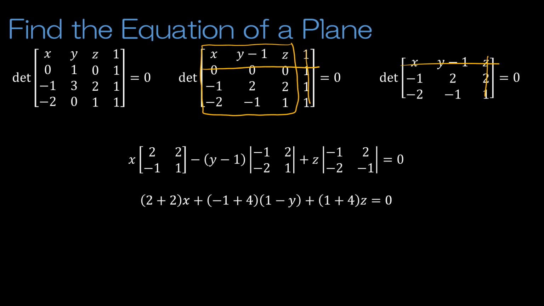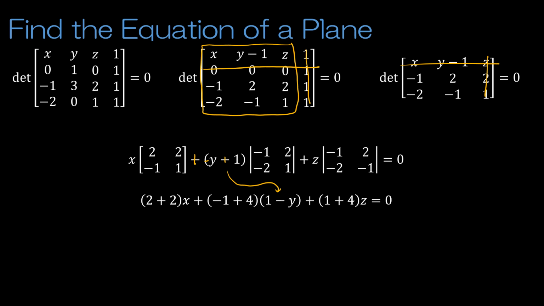For my next step, I went ahead and distributed this negative. So notice on my second row of work, I'm calling that 1 minus y. So it's a positive 1 and a negative y. And that's just so I don't screw up the signs, because it's easy to screw up the signs when you have minuses and negatives and all of that.